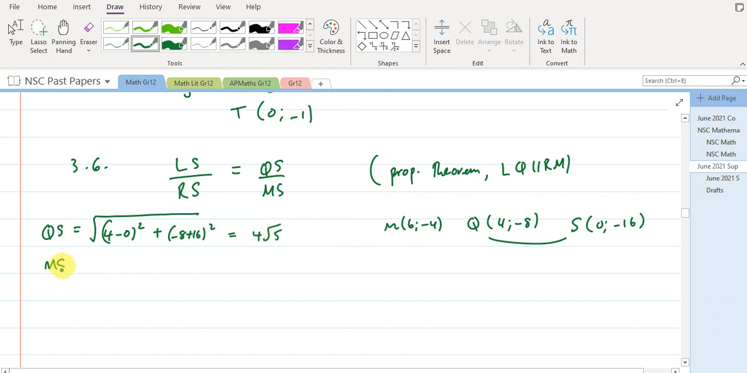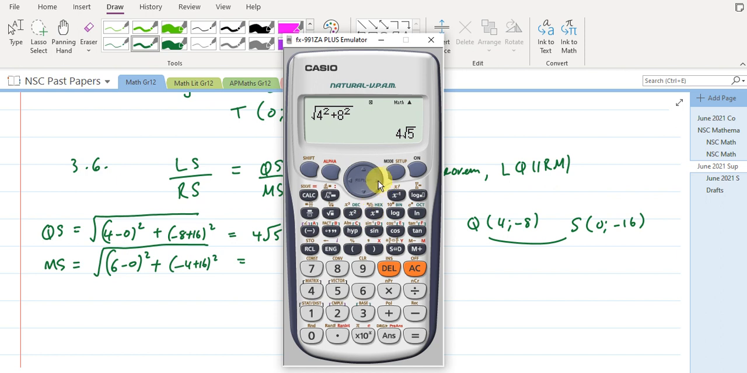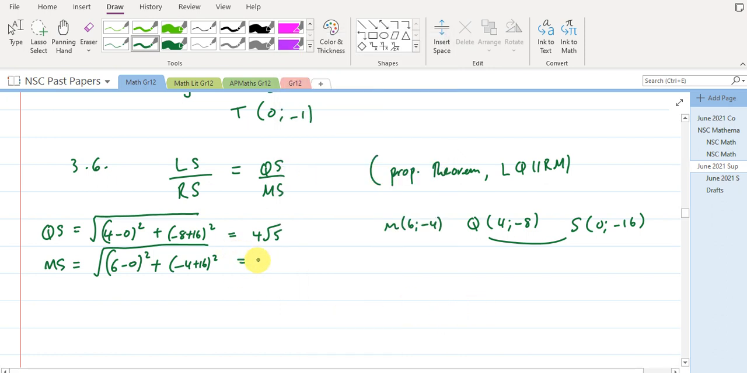And if you say MS, that is the square root of 6 minus 0 all squared plus minus 4 plus 16 all squared. That should give us the square root of 6 squared plus 12 squared, which should give us 6 root 5.